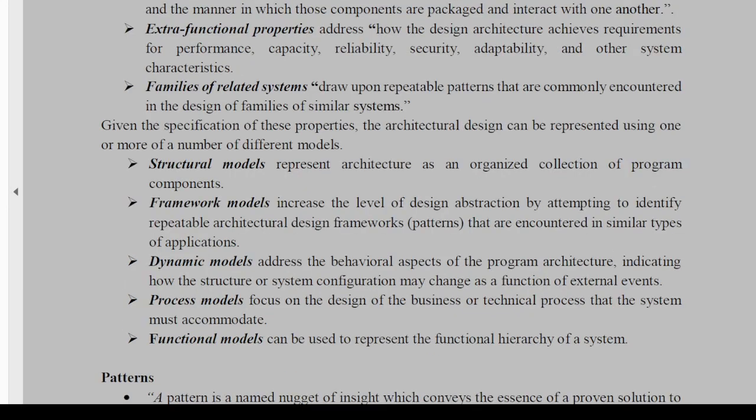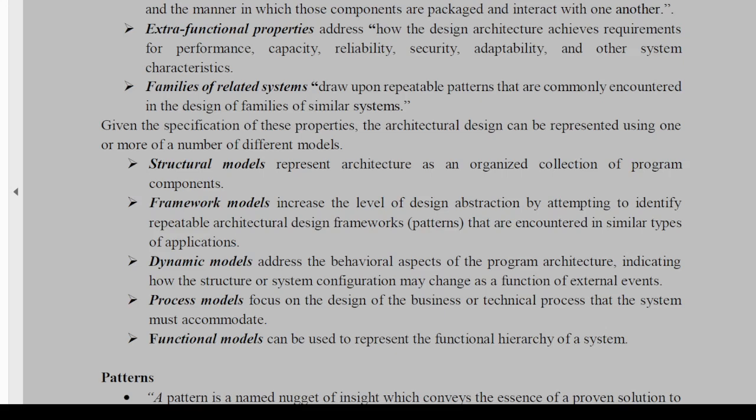Then the third one is families of related systems. The design should have the ability to reuse the architecture building blocks. And the architecture design can be represented using one or more of a number of different models: structural model, framework model, dynamic model, process model, and functional model.